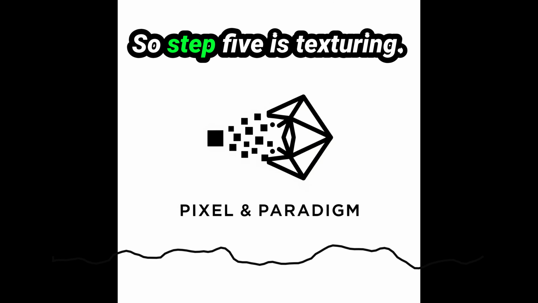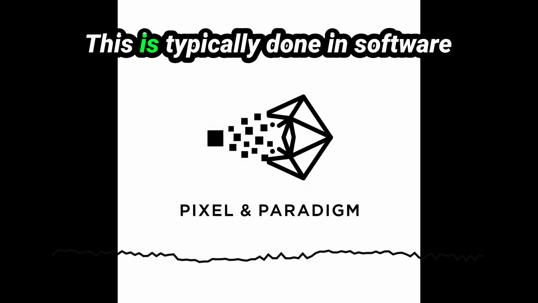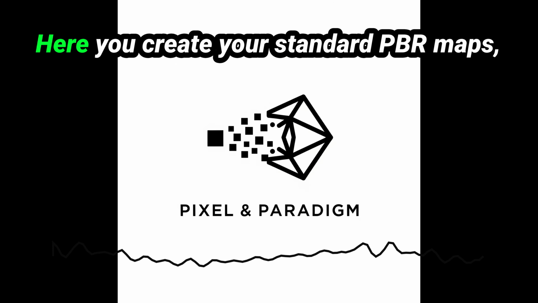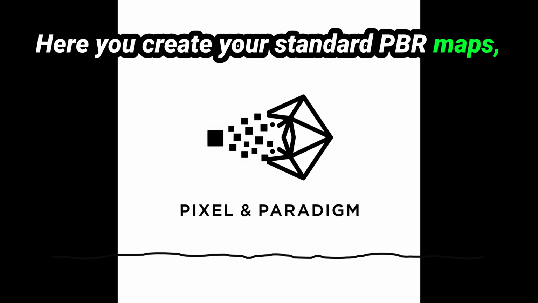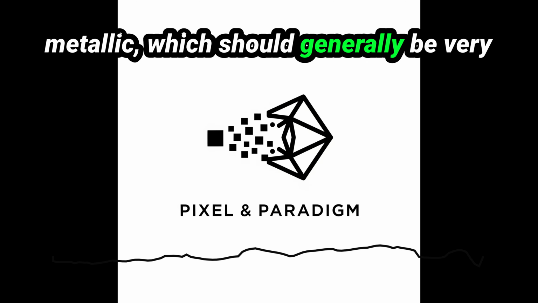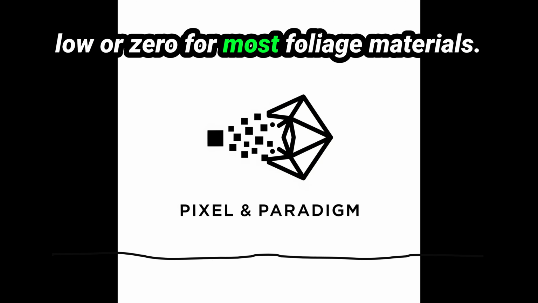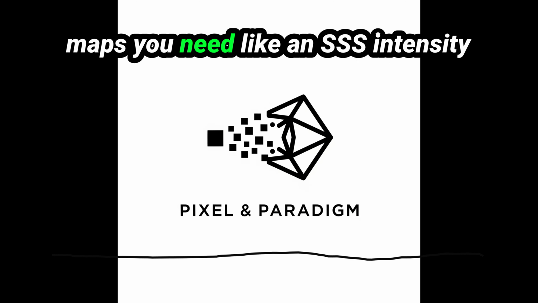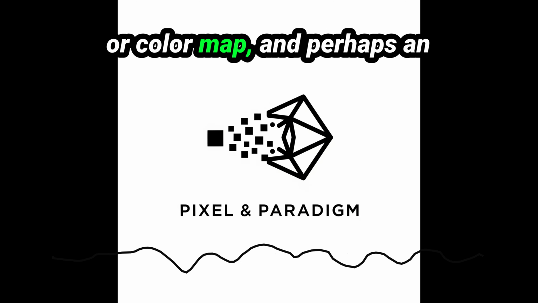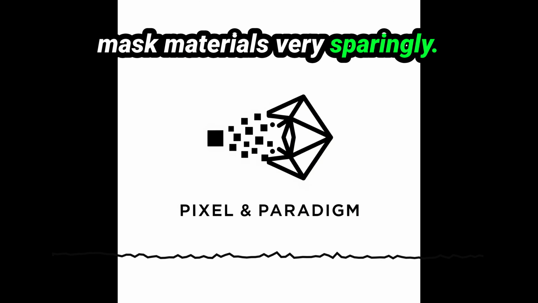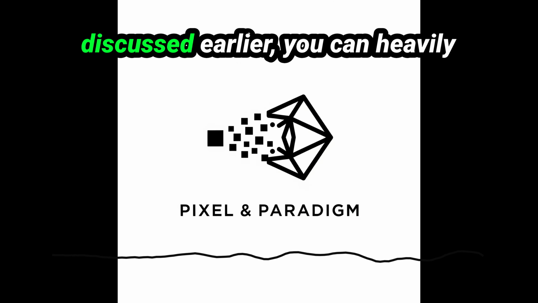Exactly. So step 5 is texturing. This is typically done in software like Substance Painter or perhaps Substance Designer. Here, you create your standard PBR maps: albedo, your base color, roughness, and metallic, which should generally be very low or 0 for most foliage materials. You also create any foliage-specific maps you need, like an SSS intensity or color map, and perhaps an opacity map only if you're using masked materials very sparingly for those hyperfine details we discussed earlier.